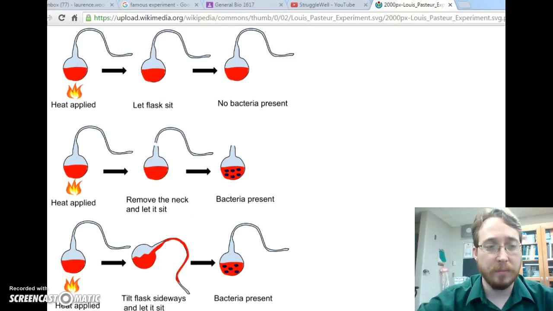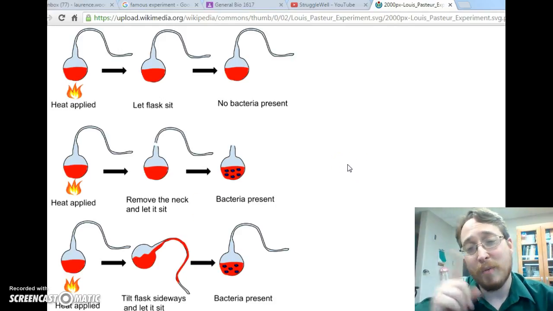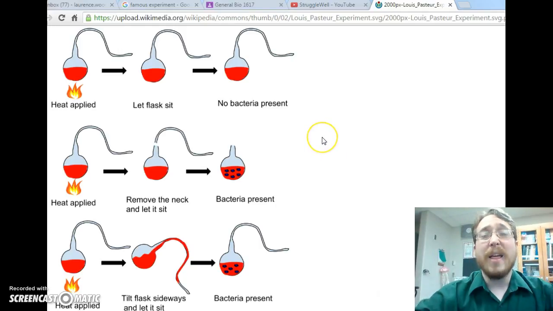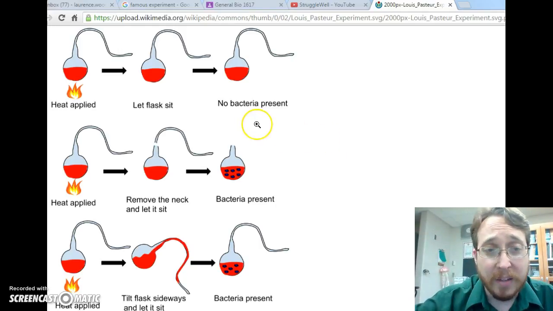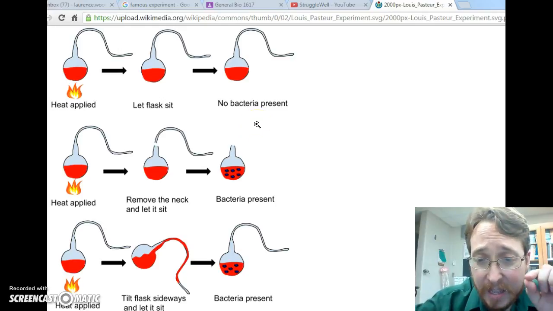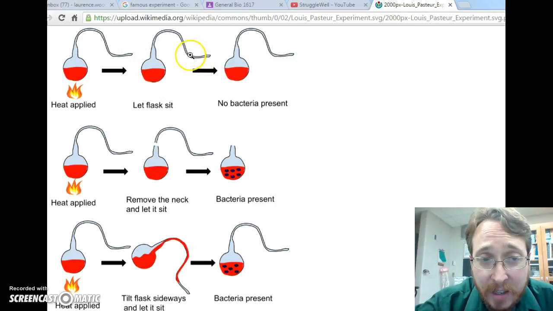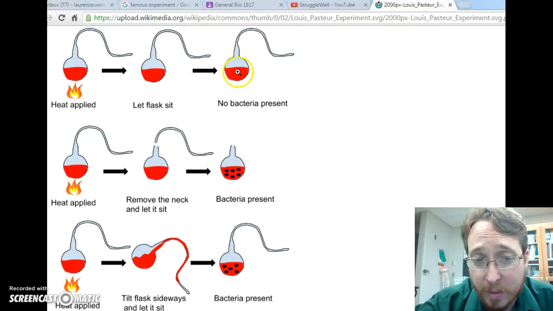Actually, I decided that before popping over to the review, we will finish: what does this mean? Well, he inferred that there must be little tiny things that cause life to grow in the broth, but the little tiny things have to get to the broth. So when we have just the regular flask, the little tiny things that can cause life get stuck right here, so they never get to the broth, so no bacteria grow.